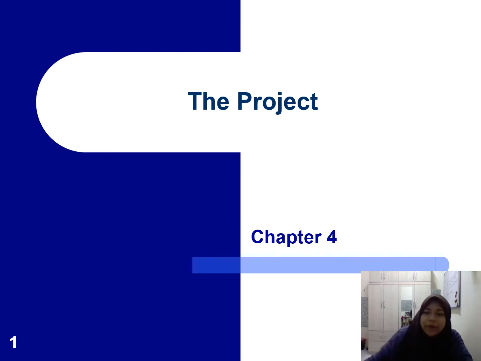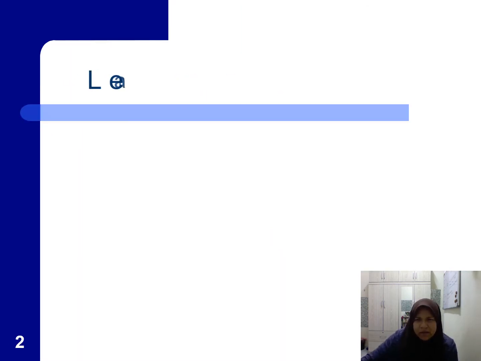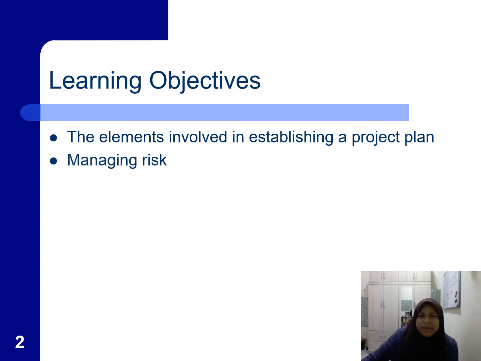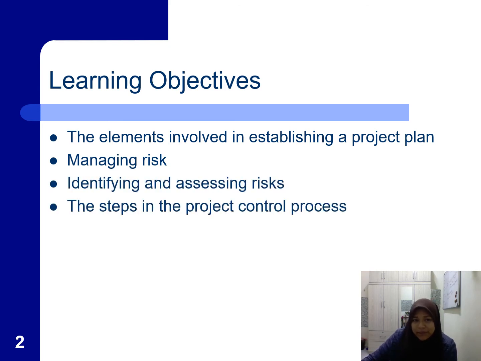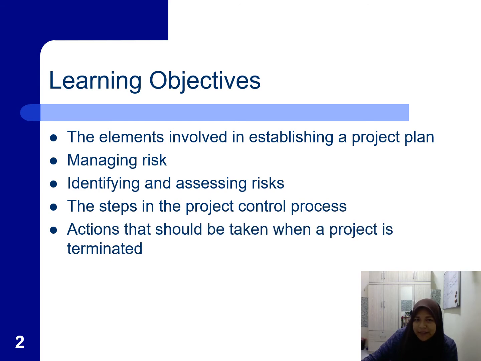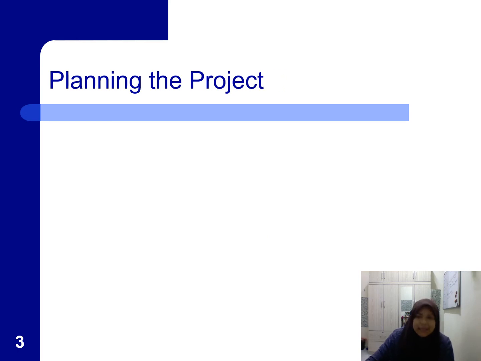Right, in this chapter, we're going to focus on the project, which includes planning, managing the risks, performing, controlling, as well as terminating the project. At the end of this chapter, you should be able to identify the elements involved in establishing a project plan, how to manage risk, identify and assess risk, steps in project control processes, and actions that should be taken when a project is terminated. And lastly, you're also going to learn about the evaluations. There are two types of evaluation, internal and external.